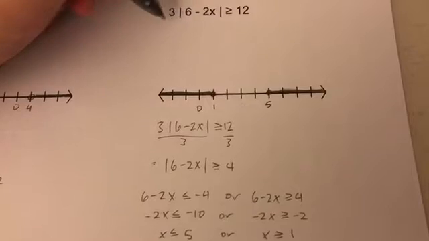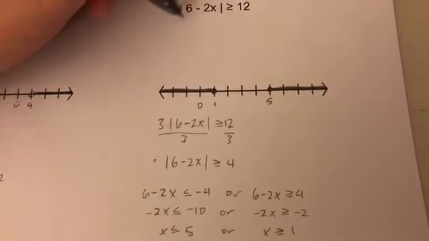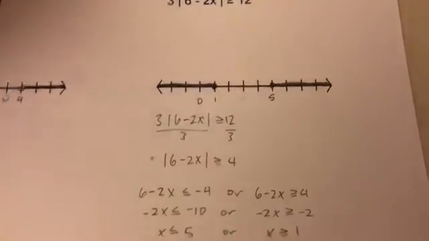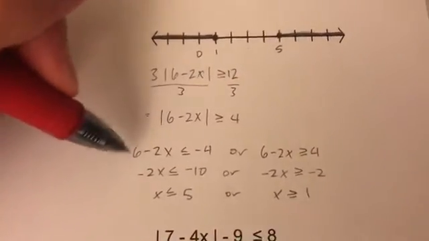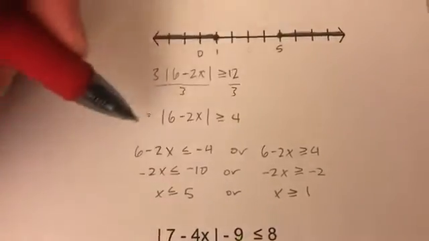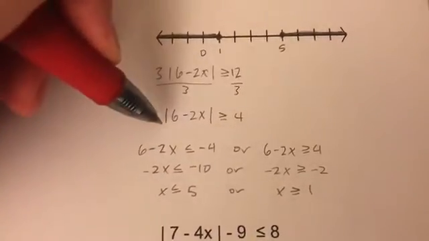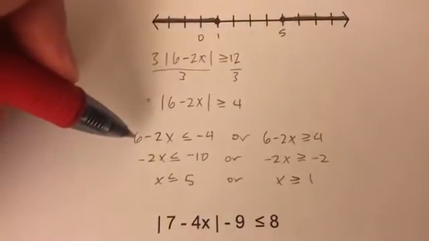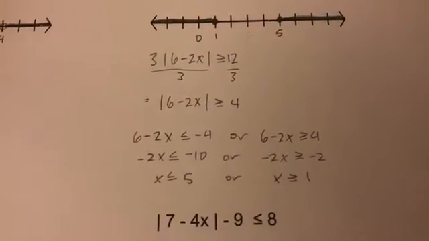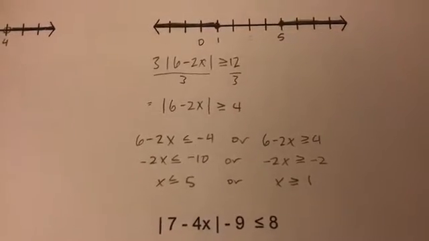Next question is 3 times 6 minus 2x, which is an absolute value, greater than or equal to 12. Well, first, we have to divide by the 3, which then equals 4, right? So we only have this. So 6 minus 2x is less than or equal to negative 4, or 6 minus 2x is greater than or equal to 4.